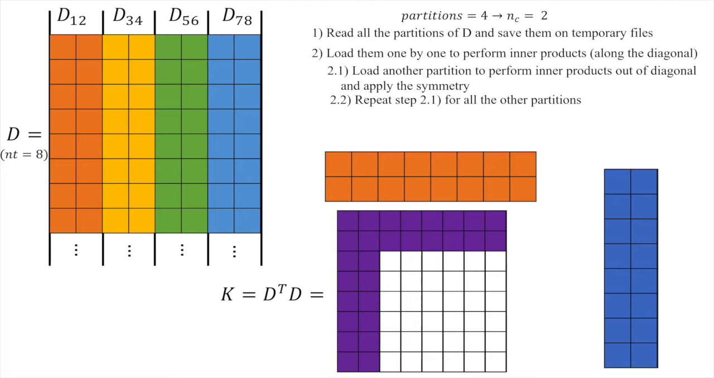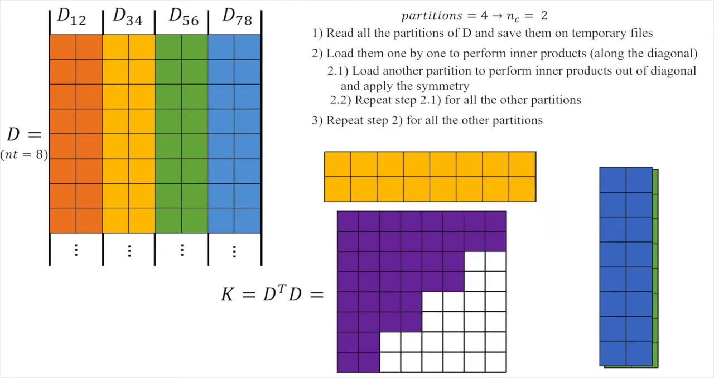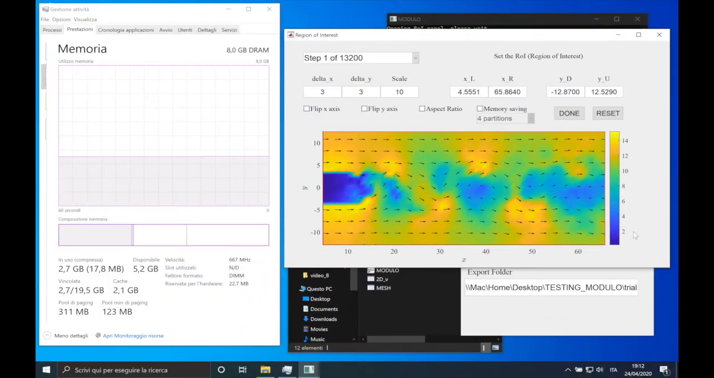Recall that this matrix is symmetric, so we can save a lot of time by computing only one correlation and then mirror it. The loop can then continue by keeping in the memory the second block and computing the associated 2 correlations remaining, and so on for the third and the fourth partition. Notice that if nt is not an integer multiple of the partitions, MODULO will readapt the dimension of the last block automatically. Let's see this in action.